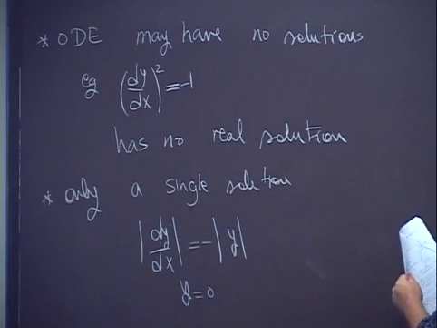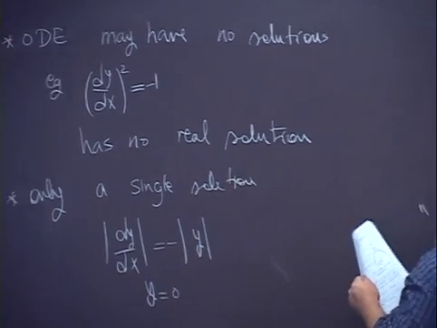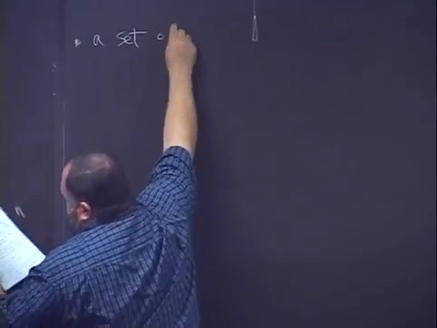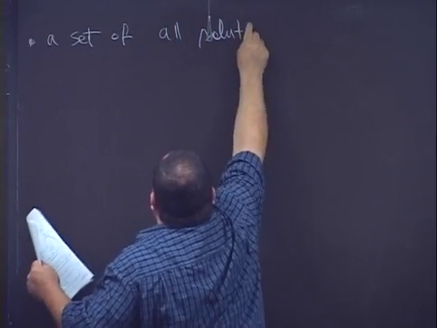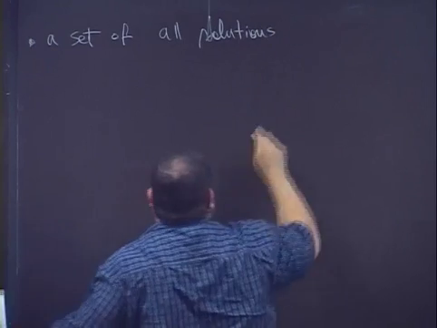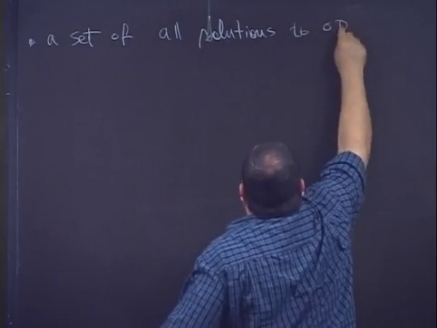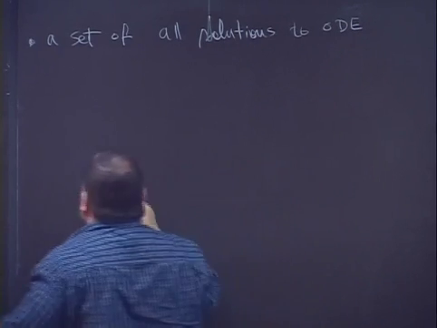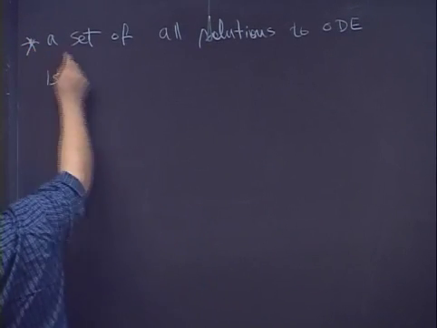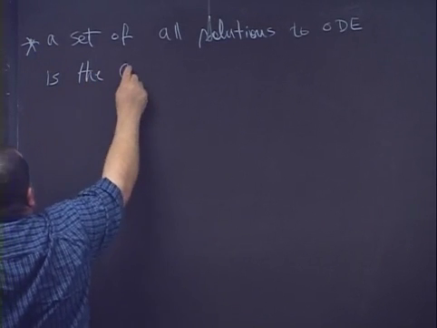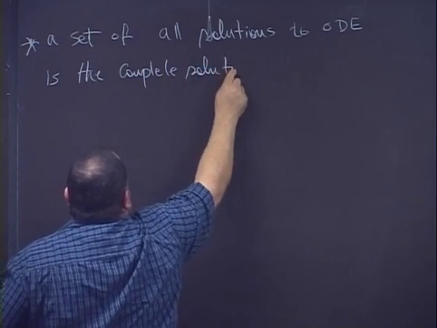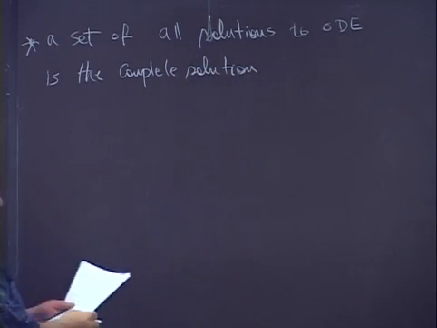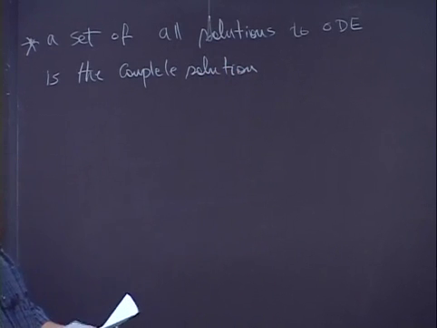So if you have a set of all solutions to an ODE, the set of all solutions we call the complete solution.